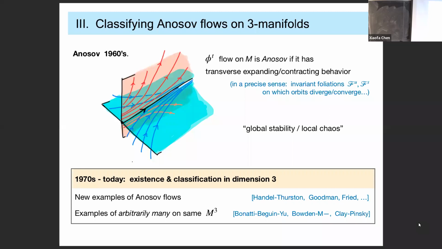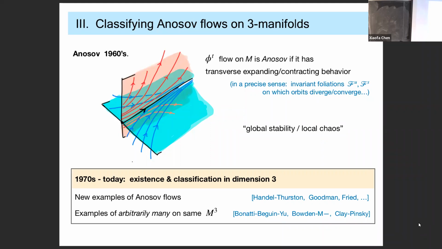And much more recently, this program starts in like 2014. There were a few examples earlier than that in the 1990s, but the real glut of examples starts in recent years. The constructions tend to change the manifold as you change the flow. You get examples on new manifolds. It was a long question of, could you find lots of examples on a fixed manifold? And the answer finally is yes.